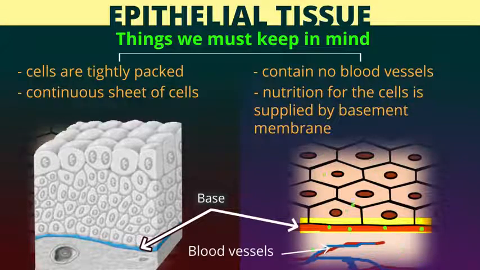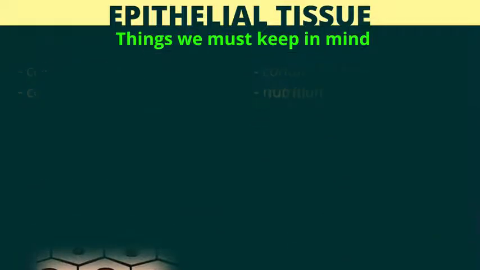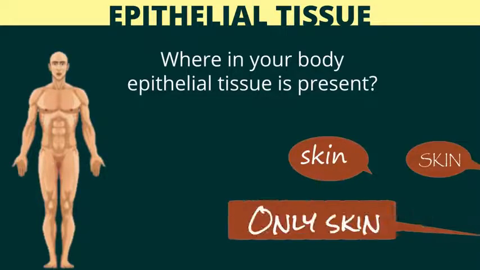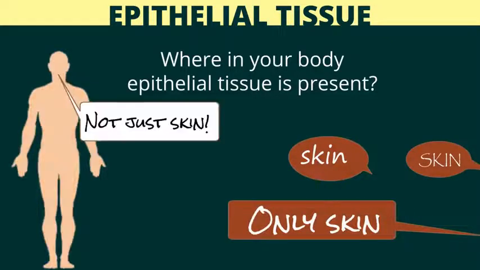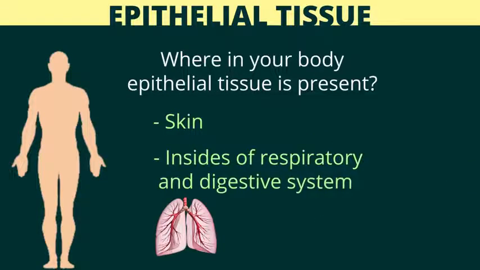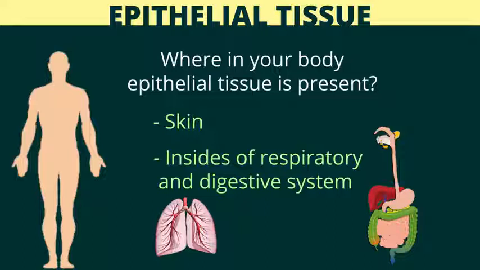Now, since this layer is present at the base of all these cells, it's rightly called a basement membrane. Are you wondering where in your body this epithelial tissue is present? Some may say only our skin, but you'll be shocked to know that the insides of our respiratory and digestive systems are also made up of epithelial tissue.